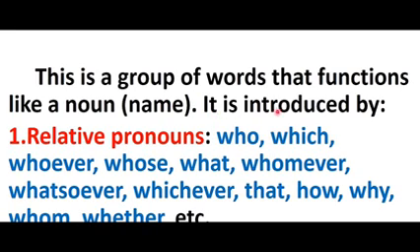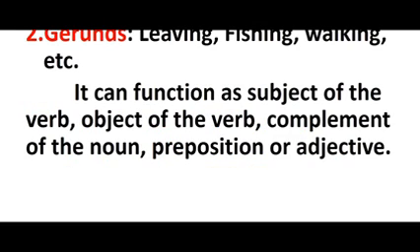Noun clause is introduced by relative pronouns. Mention them: who, which, whoever, whose, what, whomever, whatsoever, whichever, that, how, why, whom, whether, and others. It is also introduced by gerunds. Gerunds here are the verbs that end in ing, that tend to function like nouns in some usages. Using verbs with ing to function as noun is what is called gerunding.